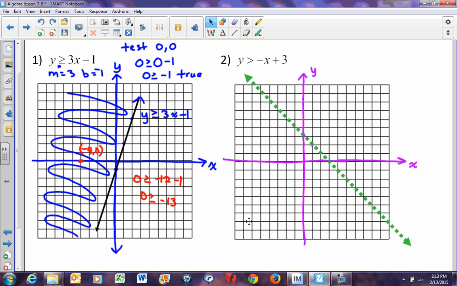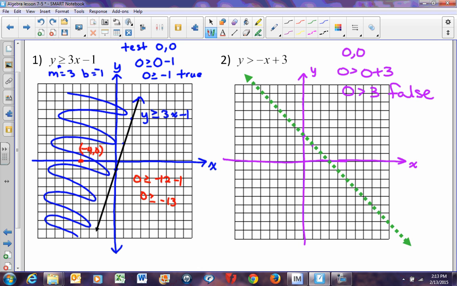Now I'm going to test the point 0, 0 because 0, 0 is definitely on one side or the other side of my graph. So I'm going to test 0, 0. Okay, 0 is greater than 0 plus 3. Is 0 greater than 3? That's a false statement, isn't it? So I'm not going to shade where 0 is. I'm going to shade where 0 is not. Okay, and 0 is not on this side of the graph, so I'm going to shade on this side of the graph.